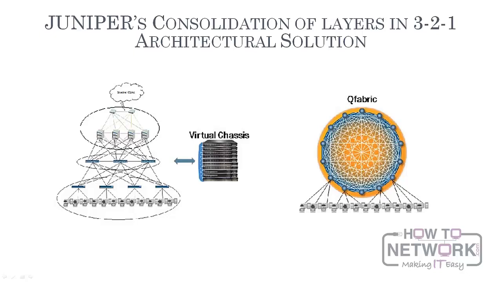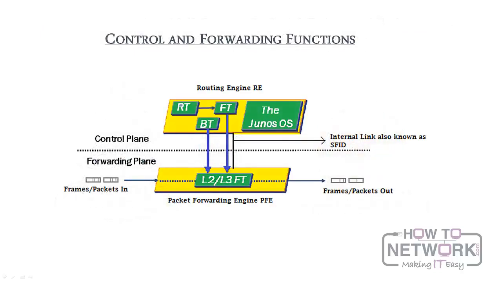Now let's talk a little bit about the benefit of the 3-2-1 architecture. Virtual chassis technology allows multiple interconnected switches to operate as a single logical device. This means that management of switch stacks can be done from a single point. Virtual chassis will be discussed in detail in the next chapter, though.